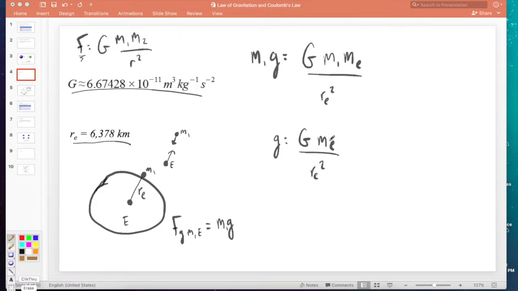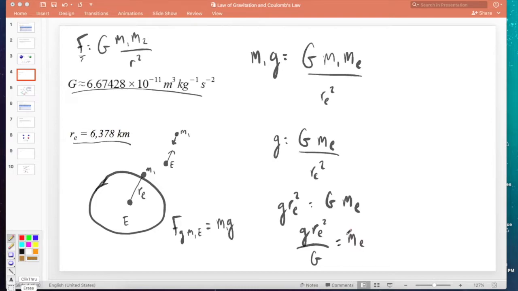So I could rearrange this to solve for the mass of the Earth. I would multiply both sides by the radius of the Earth squared. So little g times the radius of the Earth squared equals big G times the mass of the Earth. Divide both sides by big G. I get little g, radius of the Earth squared, over big G. That's going to equal the mass of the Earth. So we could actually calculate this.